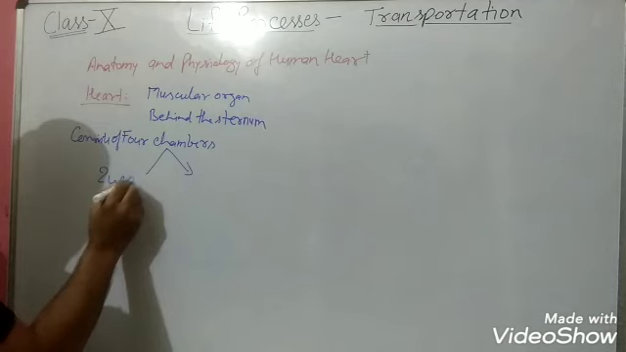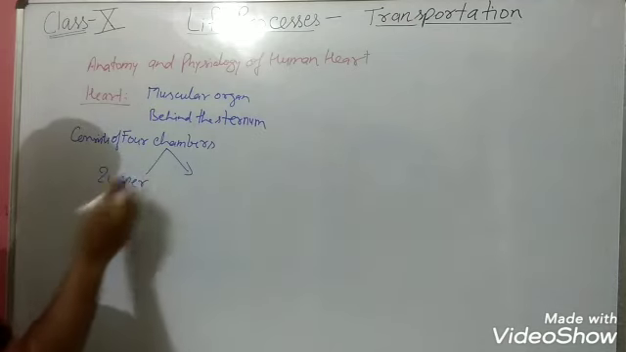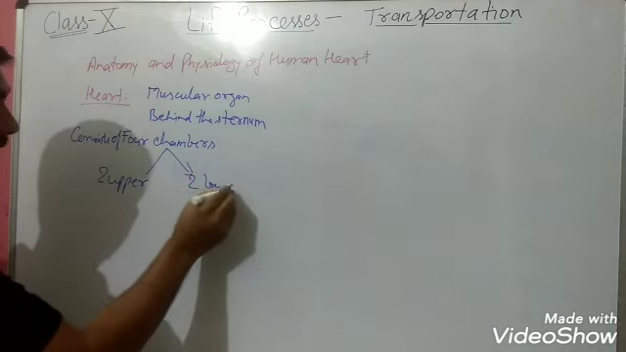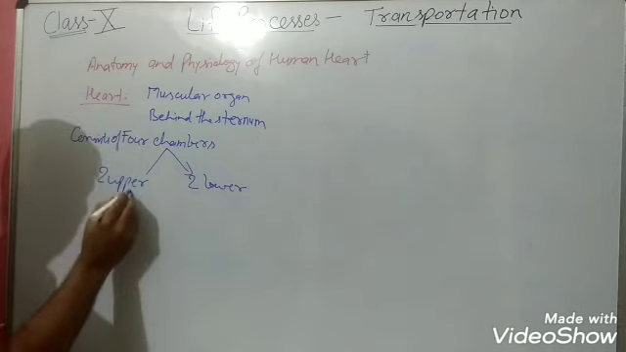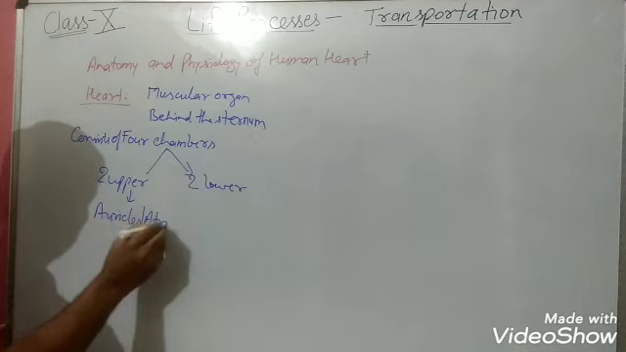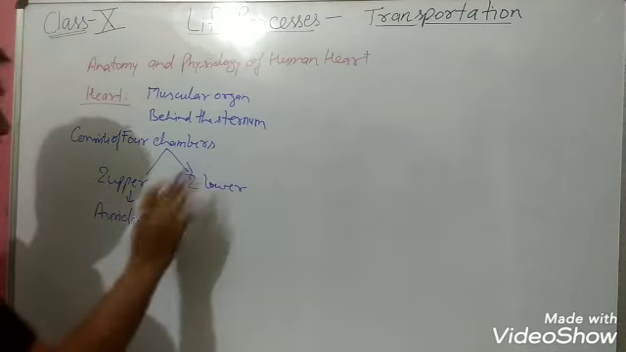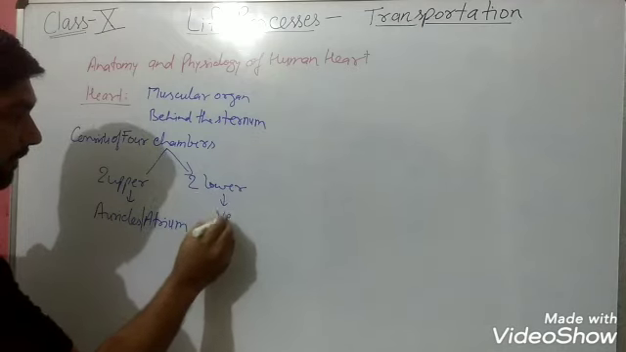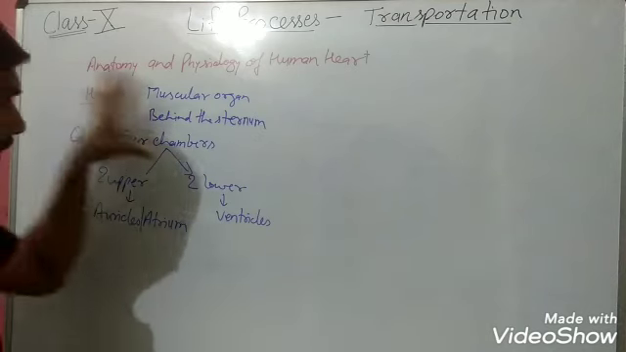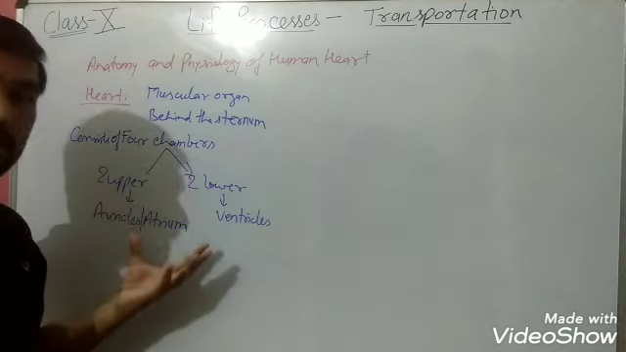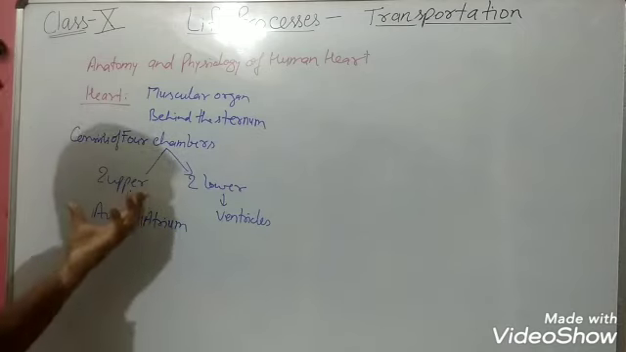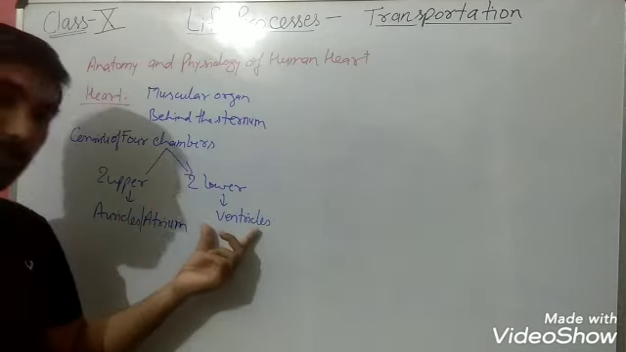Out of these four chambers, two chambers are situated upside, the upper chambers, and two chambers are situated downside, the lower chambers. The upper chambers are known as auricles or atrium, and the lower two chambers are known as ventricles. Many of you remember from previous classes that the heart has four chambers, two auricles and two ventricles.